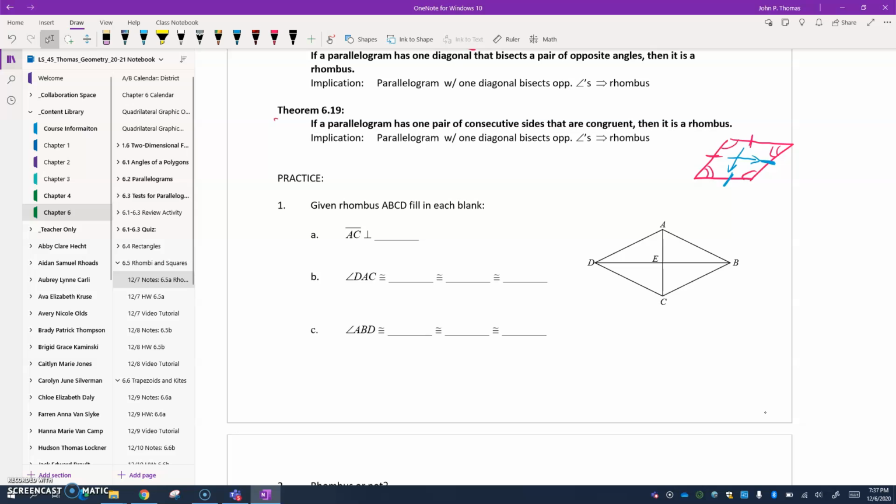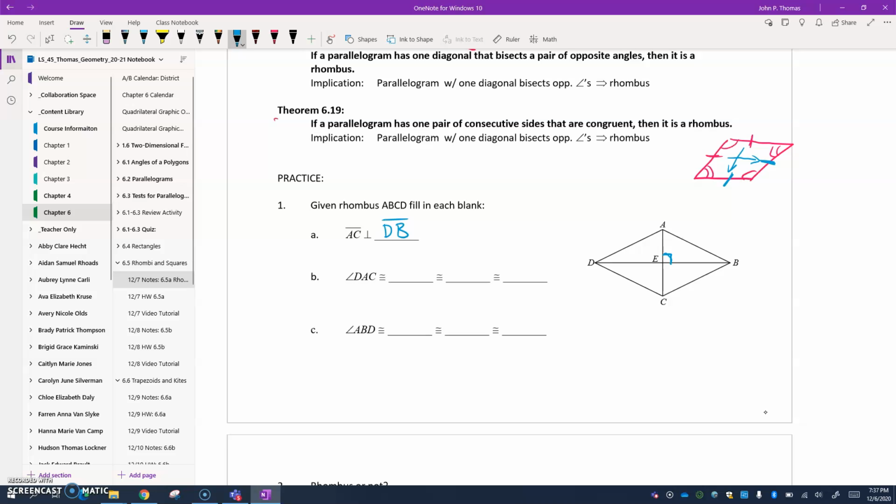All right, so hopefully you gave those a shot and you're back now. So the first one says AC is perpendicular to. When we look at this, we know in a rhombus, the diagonals are perpendicular. So AC is going to be perpendicular to DB. We're going to have those perpendicular diagonals.